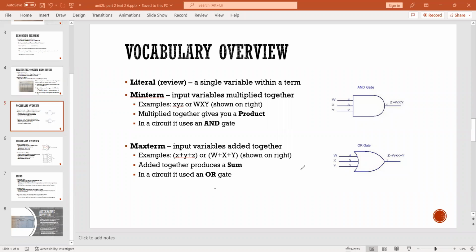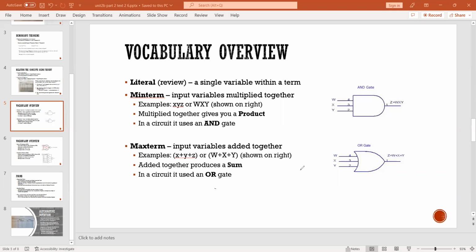In section 2.6, there's a lot of vocabulary that gets thrown at you. And so I want to just spend a little time going over the vocabulary to hopefully make understanding this section easier. The first thing is the term literal will be used again, which we have used before, and that refers to a single variable within a term.